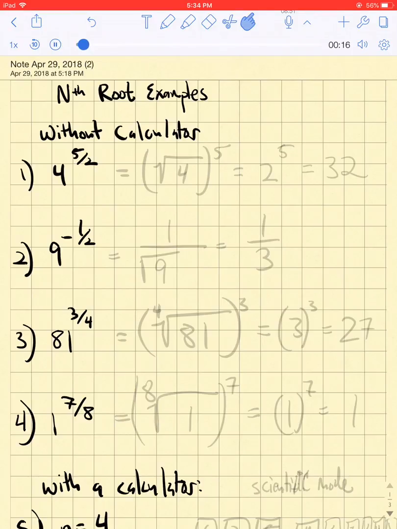So if we're given a problem 4 to the 5 halves, we can rewrite that without using a calculator as the square root of 4 raised to the 5th, because we have 2 in the denominator of the exponent. And that's simply 2 raised to the 5th, which ends up being 2 times 2 times 2 times 2 times 2, which is 32.